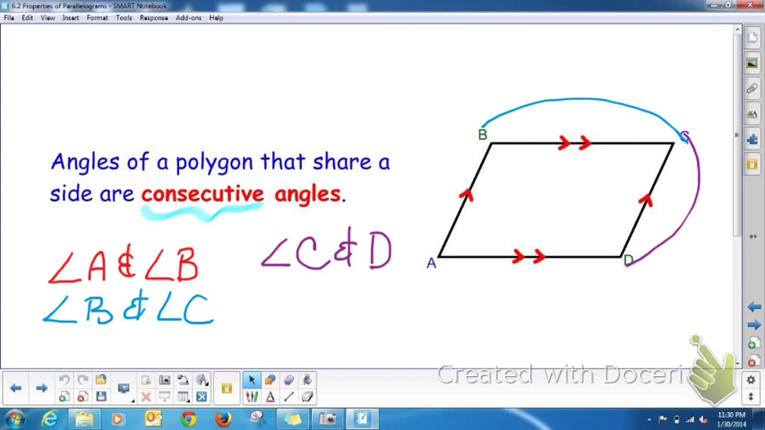And then we also have angle D and angle A. They're consecutive angles. So consecutive means one right after another, like consecutive numbers, 1, 2, 3, 4, 5, consecutive angles, angles that come right after each other.